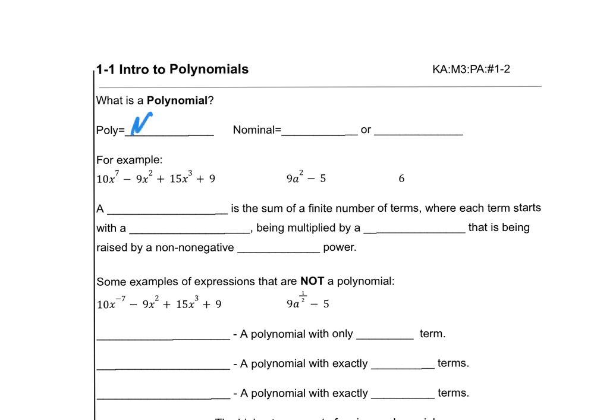Poly means many, and nomial is like Latin for name. But in this situation, it could also mean a term. And so what this really means is many terms. That's what polynomial means, many terms, okay? So these are all polynomials because we have many terms. This is a term, this is a term, this is a term, this is a term.